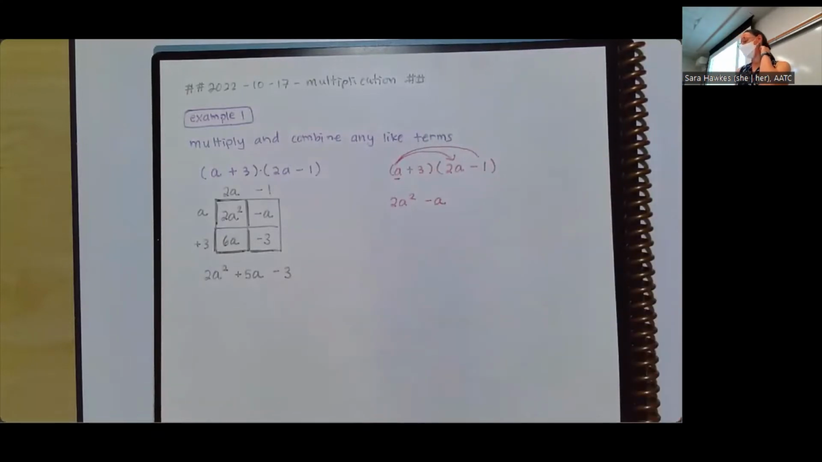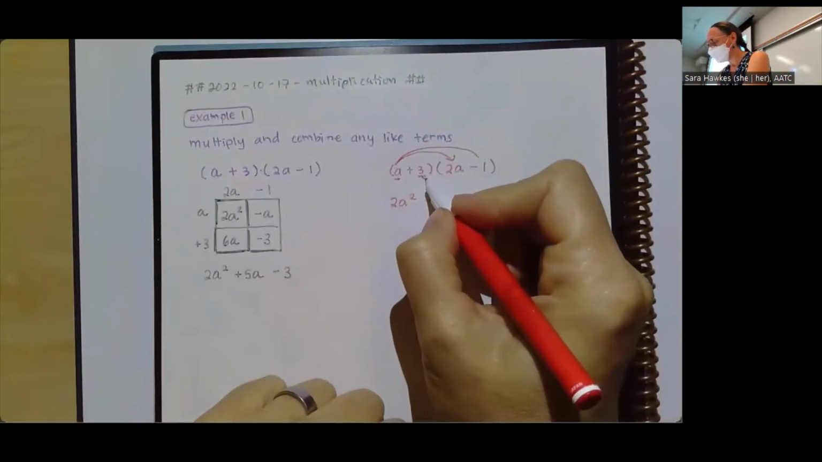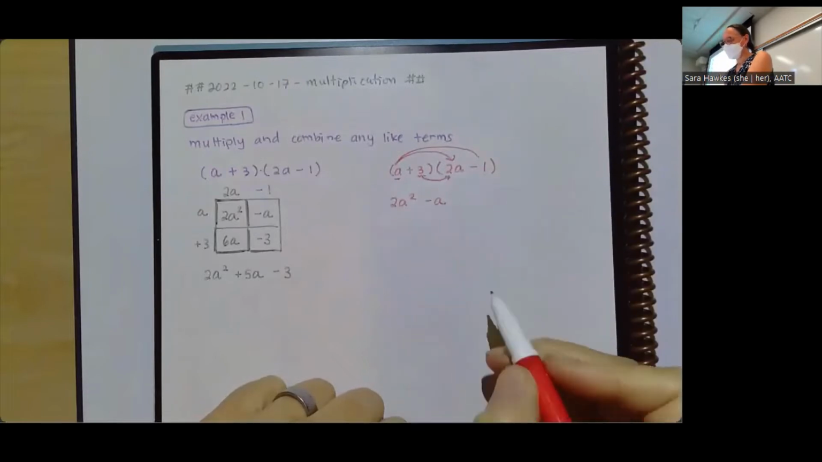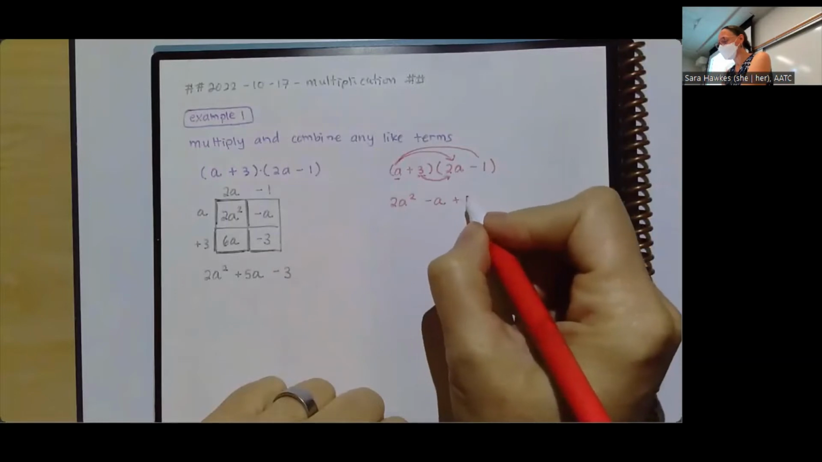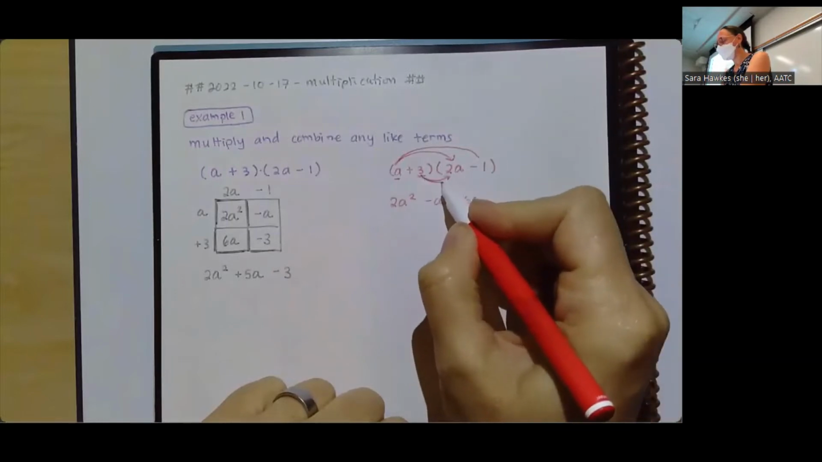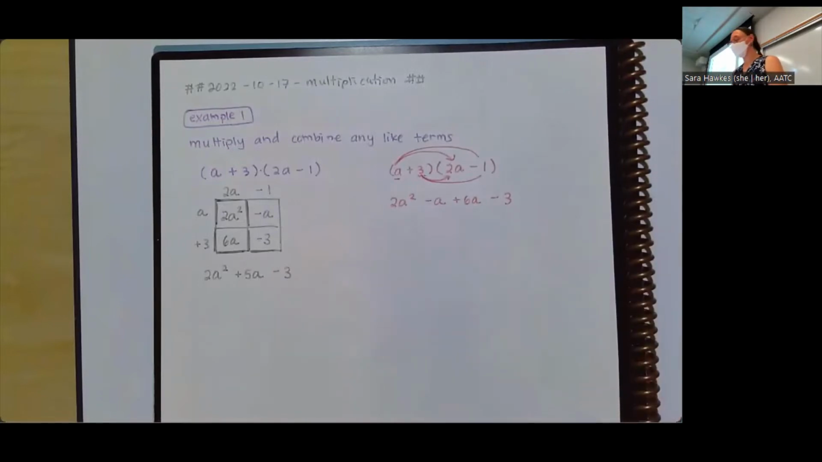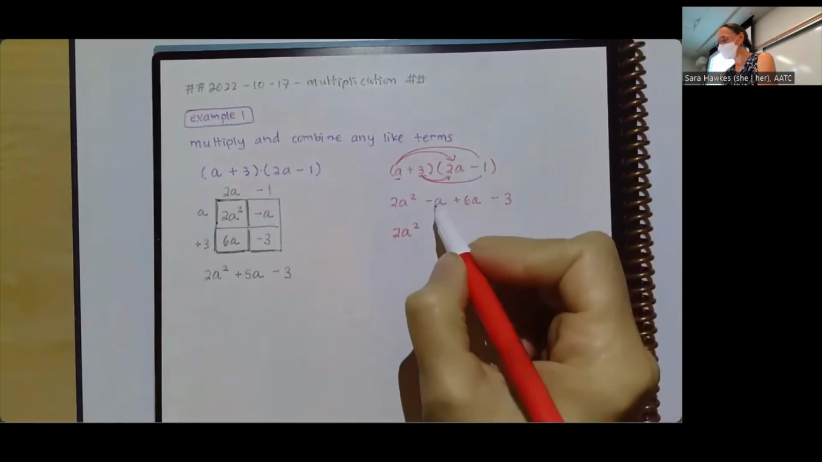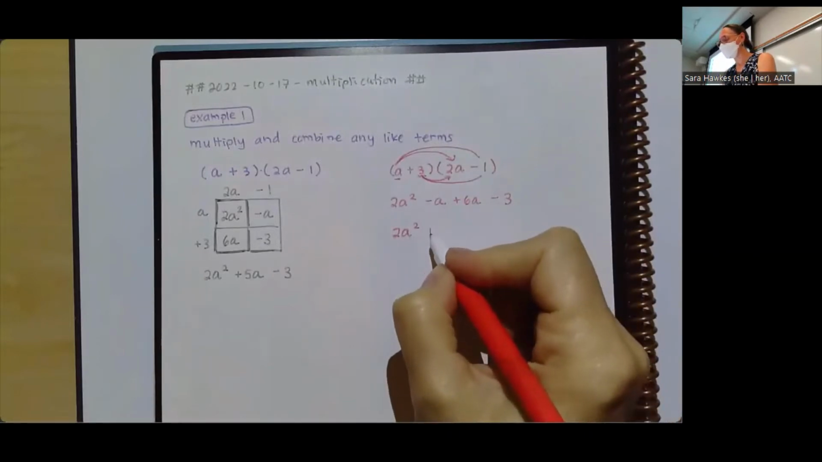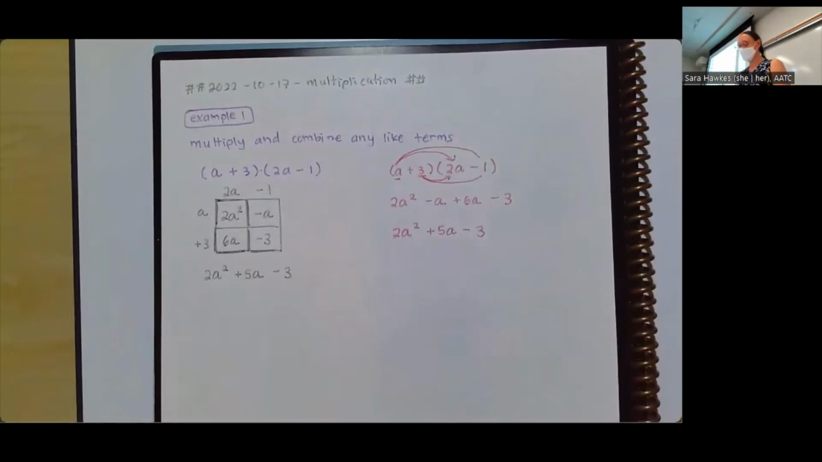And then just so that it's a little bit cleaner on my paper, I tend to distribute the next piece below just to keep track. So 3 times 2A, 3 times 2 is 6, so I've got 6A, and then 3 times -1, that's a -3. I still want to finish by combining my like terms. So that's 2A squared, my -A, and the +6A will result in a +5A, and then -3.